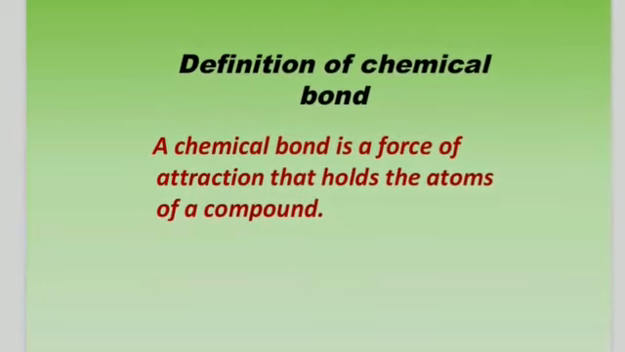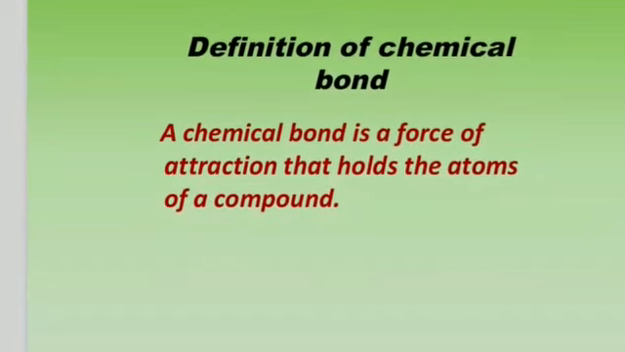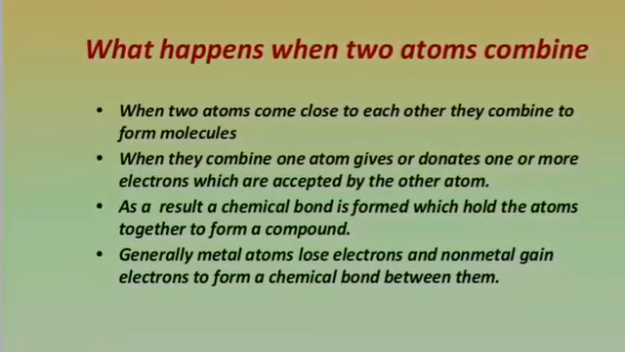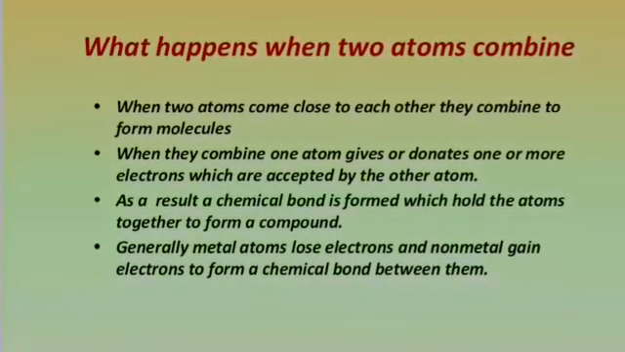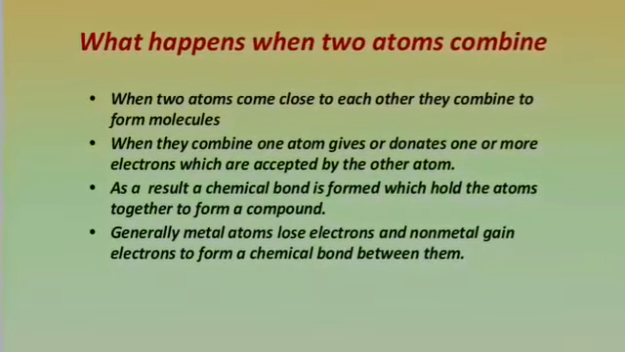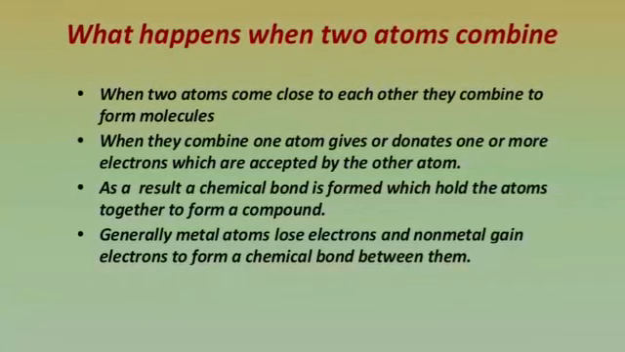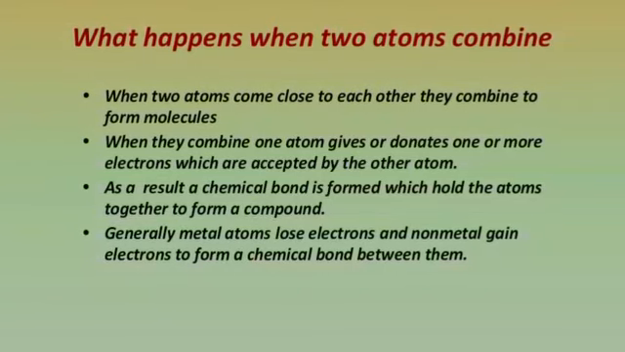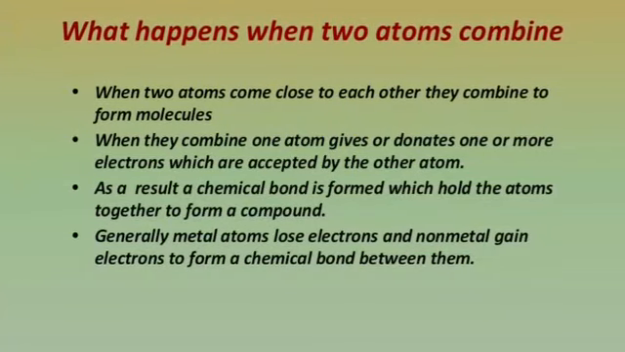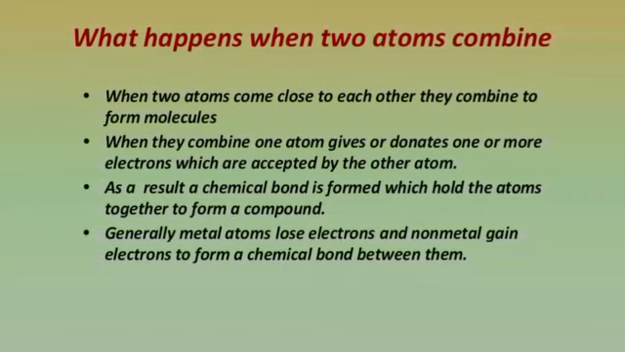So, what is a chemical bond? A chemical bond is the force of attraction that holds the atoms of a compound. But what happens when two atoms combine? When these two atoms come close to each other, they combine to form molecules. When they combine, one atom gives or donates one or more electrons which are accepted by the other atom. Generally, metal atoms lose electrons and non-metal atoms gain electrons to form a chemical bond between them.